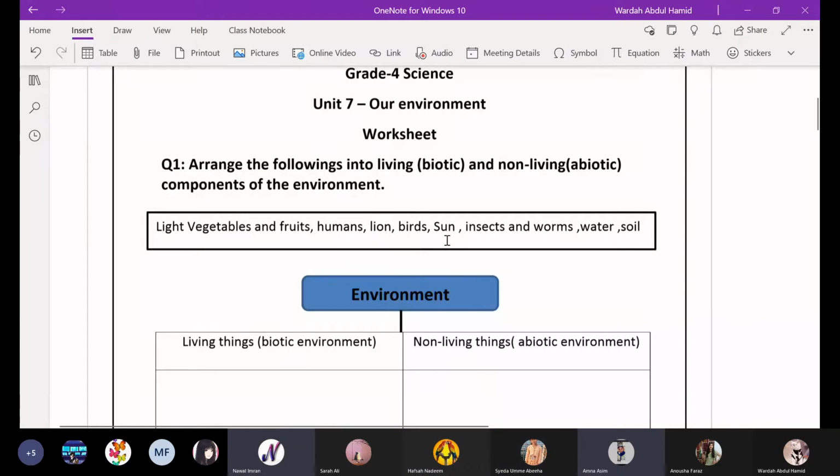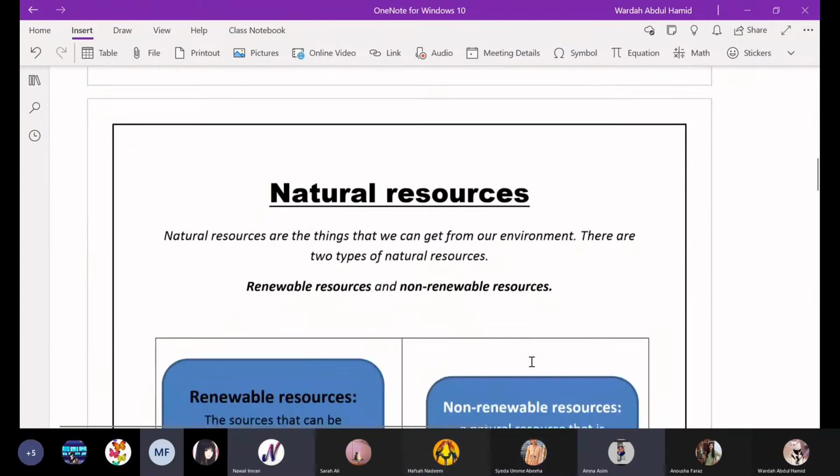Sun. Non-living things. Insects. Living things. Worms. Living things. Water. Non-living things. Soil. Non-living things. Okay.